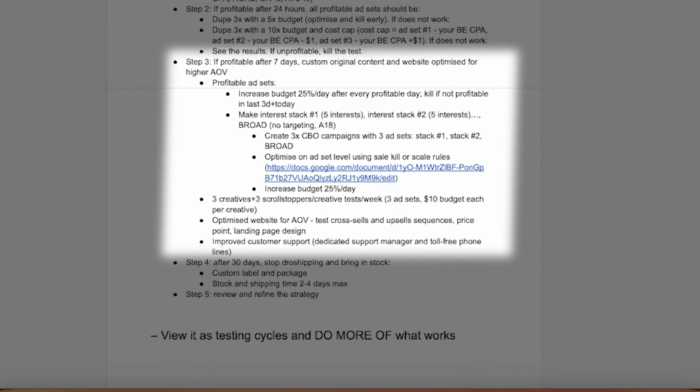Step number 3, if profitable after 7 days, you would have custom original content and a website optimized for higher AOV. Profitable ad sets, you would increase budget 25% a day after every profitable day, and you would kill it if it's not profitable in the last 3 days plus today.